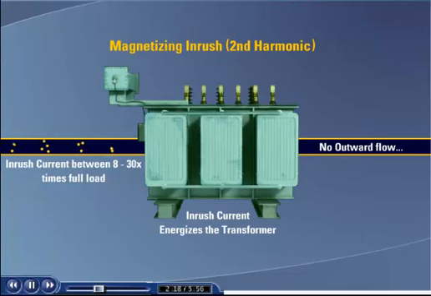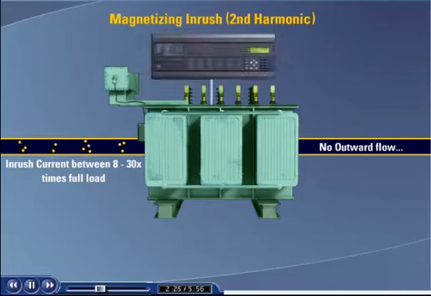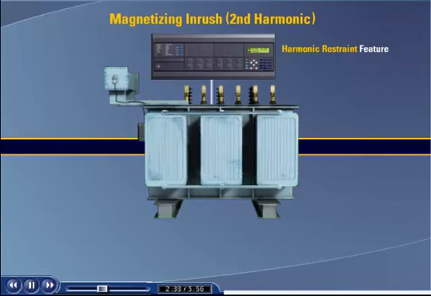However, many years ago it was determined that there is a large second harmonic component of this inrush current. Modern microprocessor relays include a harmonic restraint feature to assure that the relay will never operate on inrush. Let's take a closer look at harmonic current restraint.